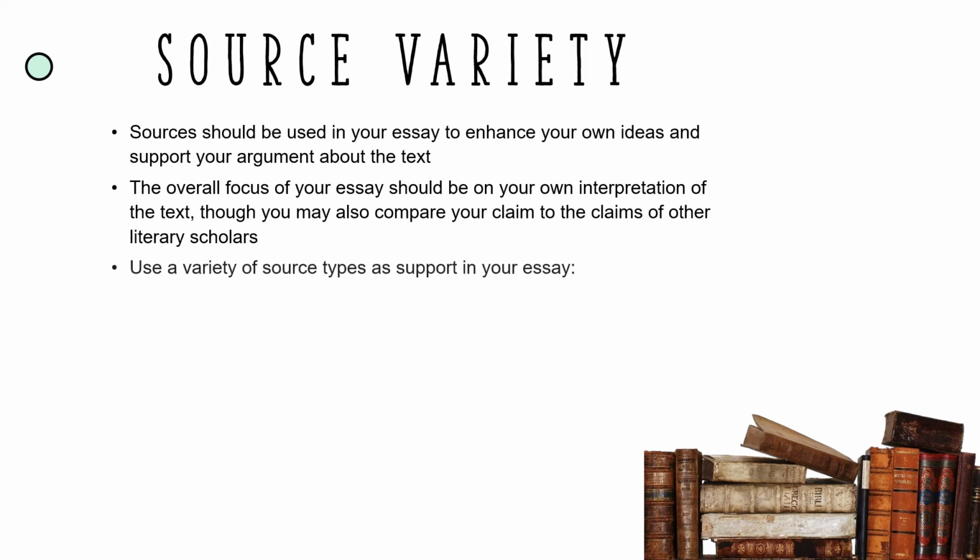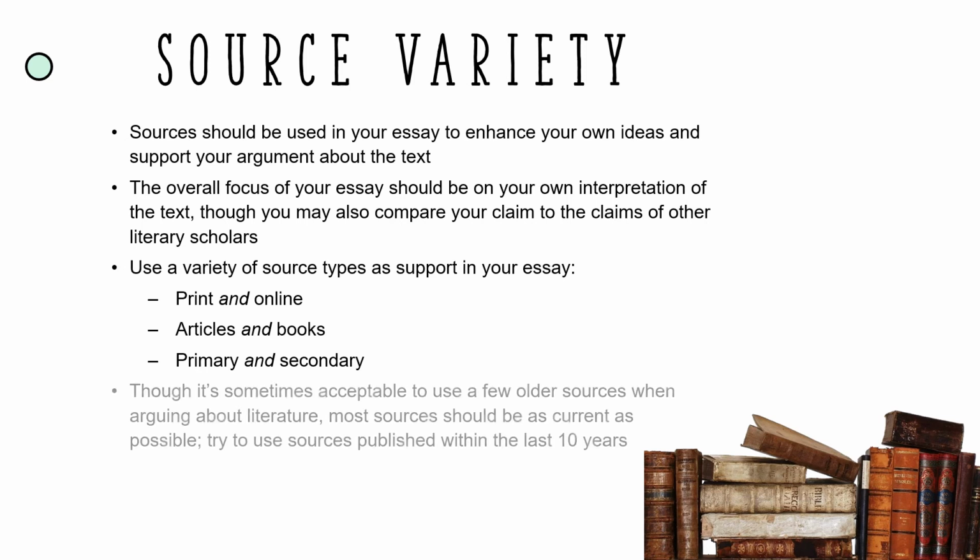Aim to use a variety of source types as support in your essay, such as print and online sources, articles and books, and primary and secondary sources. Though it's sometimes acceptable to use a few older sources when arguing about literature, most sources should be as current as possible. Try to use sources published within the last 10 years.